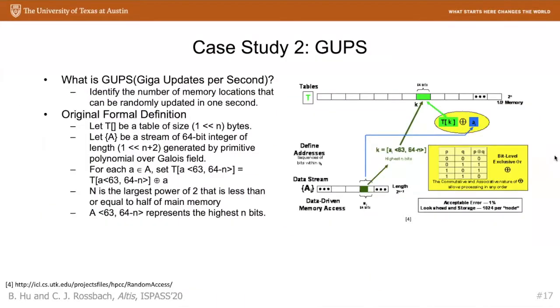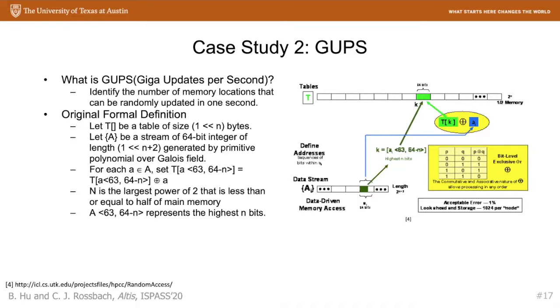The next application we're going to look at is GUPS, which stands for giga updates per second. This benchmark is a measurement of computer performance. GUPS measures how frequently a computer can issue updates to randomly generated RAM locations. It stresses the latency and especially the bandwidth capabilities of a machine. The formal definition of this benchmark is as follows.